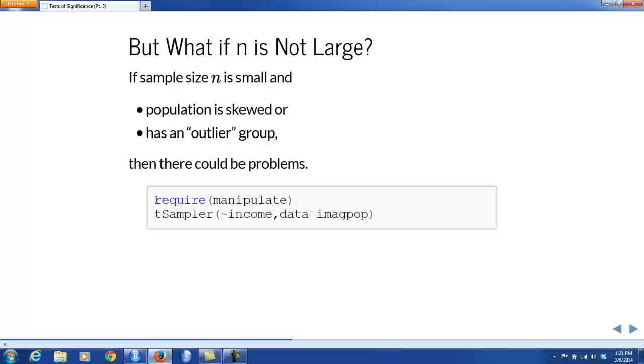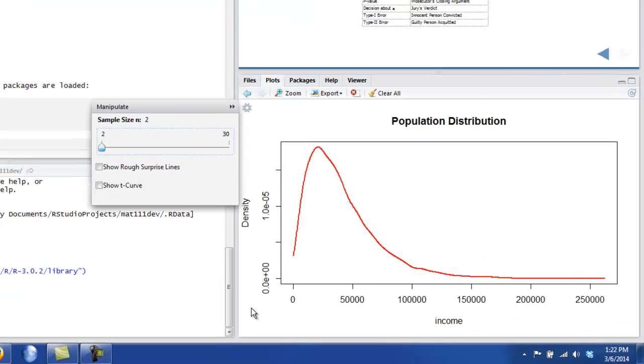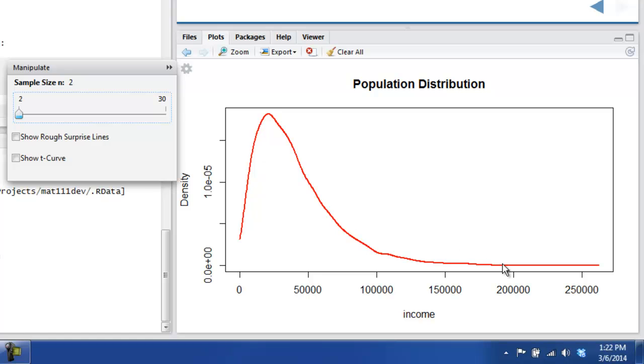It's called T-Sampler. So we have applied T-Sampler to the data frame ImagePop, the imaginary population of 10,000 people. Remember that one of the variables in ImagePop was the annual income of each person in dollars. And we're looking here at a density plot of incomes in the ImagePop population. As you can see, it's a somewhat right-skewed distribution. We see that we're set at sample size 2 right now. We're going to take random samples of size 2 from this population of incomes.